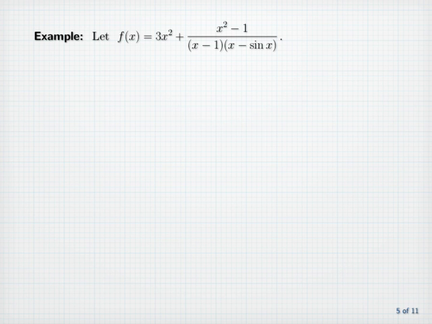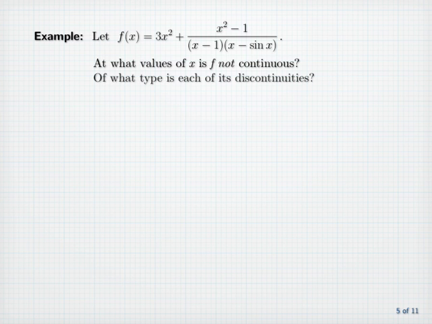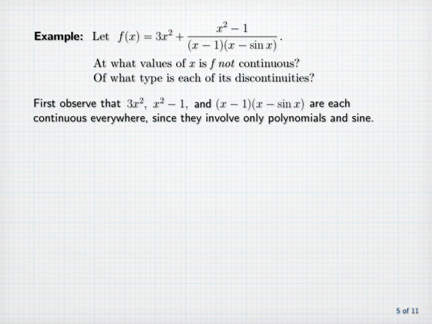Example. Let f of x equal 3x squared plus (x squared minus 1) divided by ((x minus 1) times (x minus sine x)). At what values of x is f not continuous, and of what type is each of its discontinuities? Let's first observe that 3x squared, the numerator x squared minus 1, and the denominator (x minus 1) times (x minus sine x) are each continuous everywhere, since they involve only polynomials and the sine function.